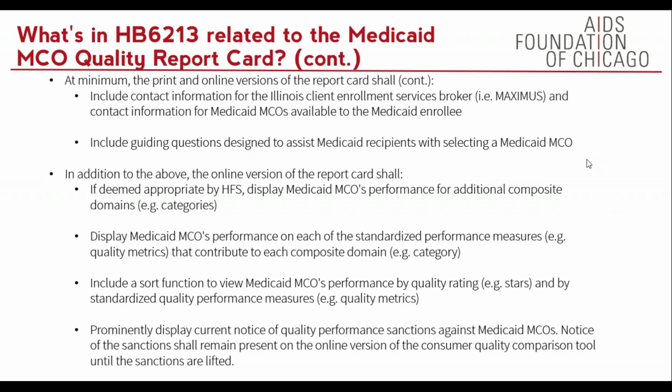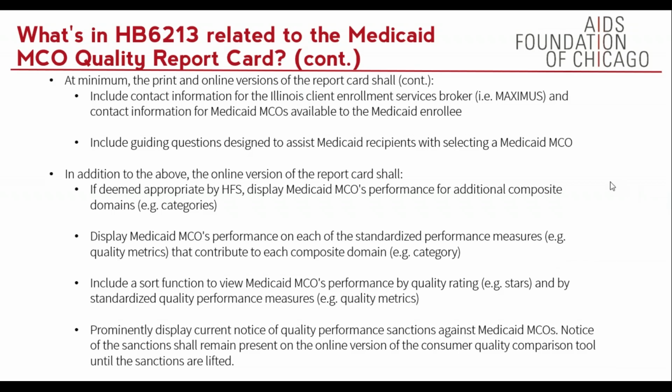Additionally, the print and online versions of the report card need to include contact information for the Illinois Client Enrollment Services broker, which is currently Maximus, and information for contacting Medicaid MCOs that are available to the enrollee. One helpful part of this tool is the guided question section. So the report card must include guided questions designed to assist Medicaid recipients with selecting a Medicaid MCO. I'm gonna pass it back to you, Nadeen.